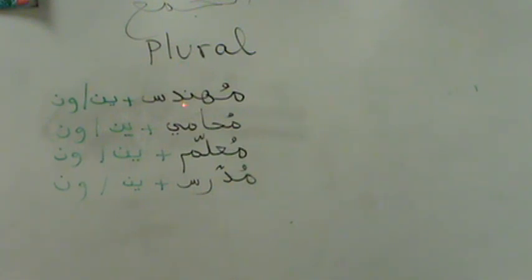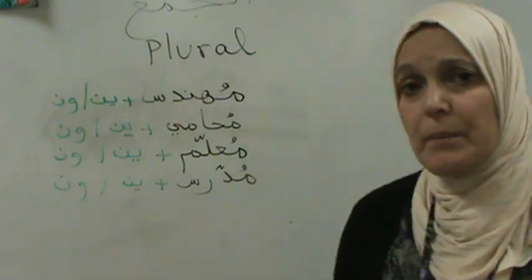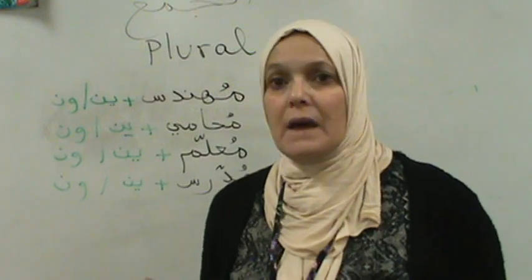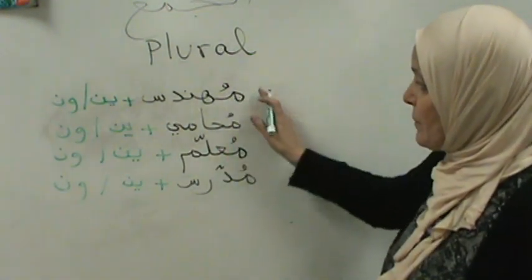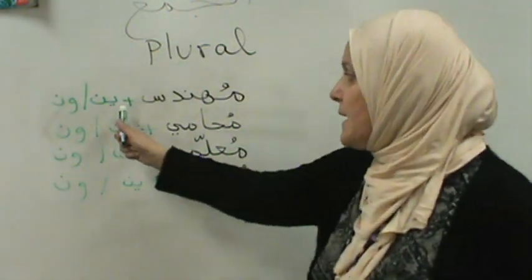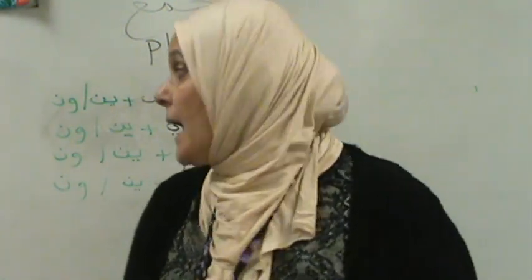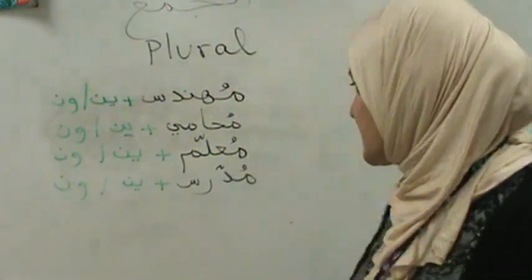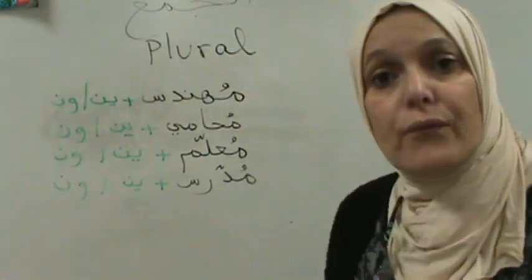So we are going to see مهندس, مهندسين or مهندسون, محامي, it's محامين or محامون, معلم, معلمين or معلمون, مدرس is مدرسين and مدرسون. So we are talking about the مذكر, which is the masculine, جمع المذكر. And this is your plural, which is regular. Again, it's like you say, I spoke to 4 lawyers about the case.